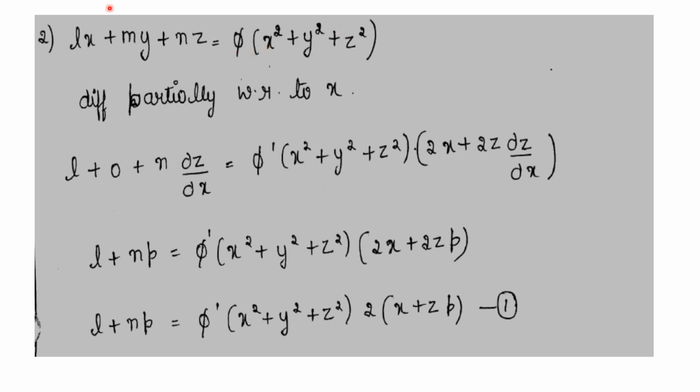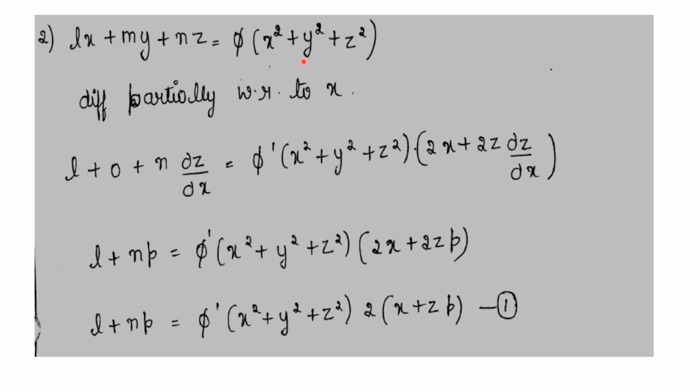So first of all, I have to differentiate my given equation partially with respect to x. So differentiation of Lx is L. Differentiation of my, the entire term is a constant with respect to x, so the entire term will be 0. Next, differentiation of nz with respect to x is n into dou z by dou x. So differentiation of Lx with respect to x is L.